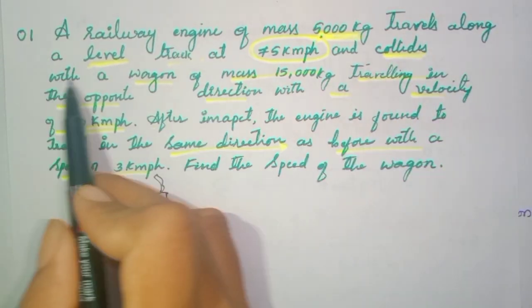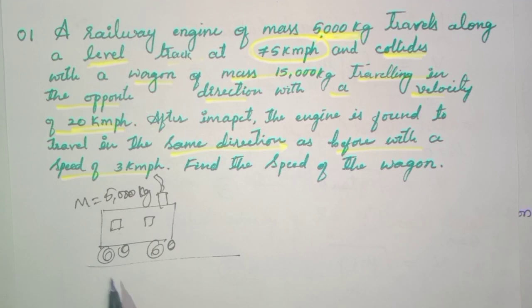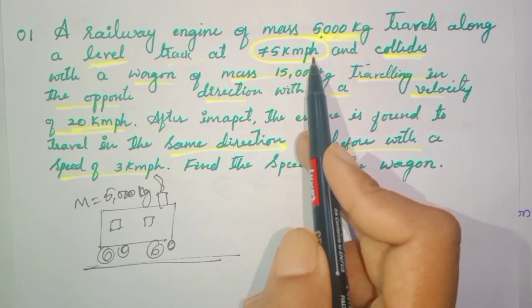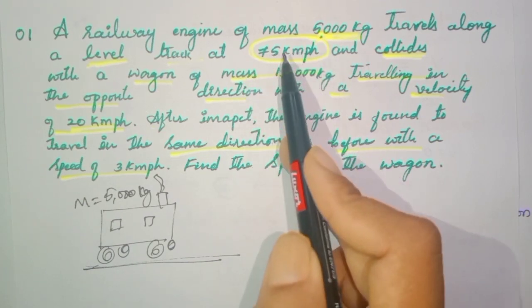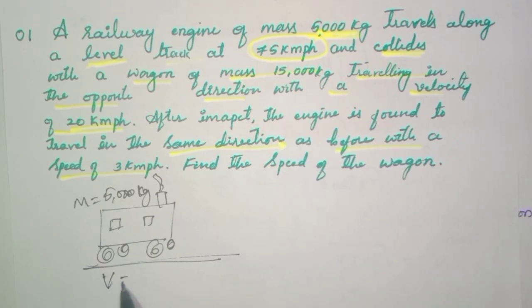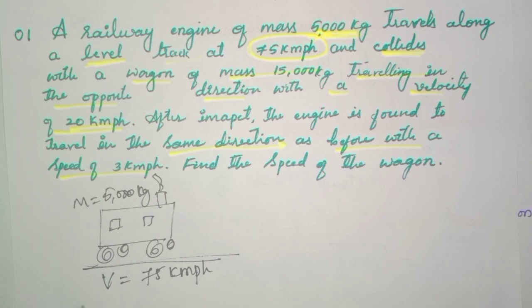It travels along a level track, so it is traveling on a level track at 75 km per hour. What does it indicate? It indicates the speed. At what speed is it traveling? It is traveling with the speed of 75 km per hour. I will tell you later whether it is an initial velocity or a final velocity.